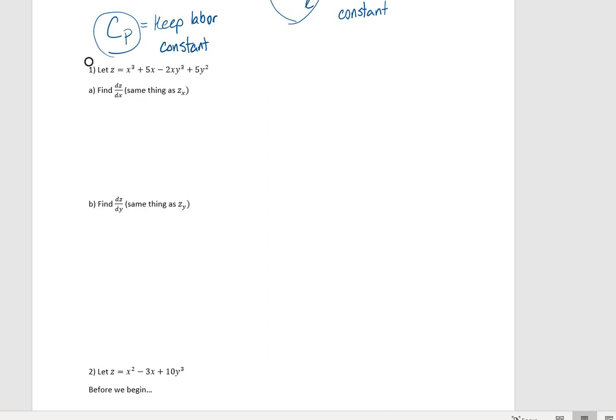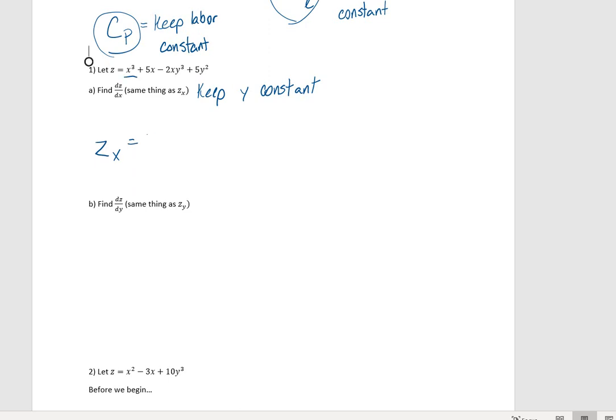So we're going to let z equal x cubed plus 5x minus 2xy cubed plus 5y squared. Now we want to find the derivative of z with respect to x. That's the same thing as finding z sub x. Remember, what this means is that we're going to keep y constant. What I mean by keeping y constant is that we're just going to treat it like it's just a number. So, for example, if y is just a number, what's the derivative of y then? It would be 0.